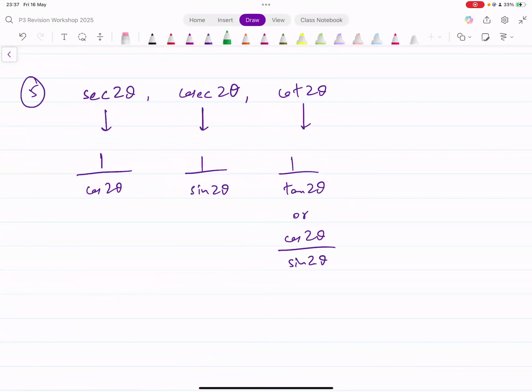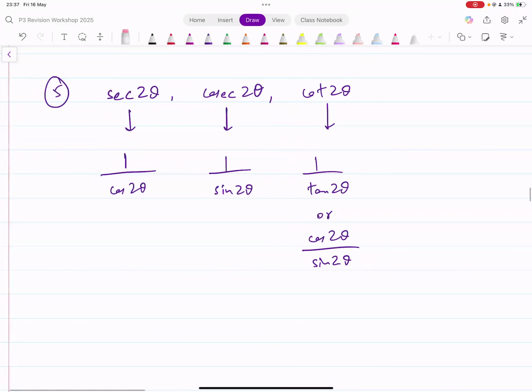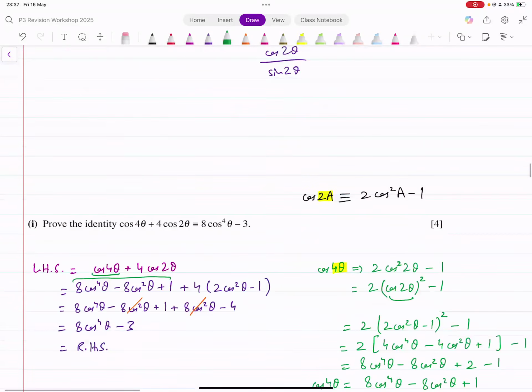If you have double angles in secant, cosecant, and cot, again, since there are no double angle identities that we have written for the reciprocal trigonometric functions, you will convert them to sine, cos, tan, their base functions. Secant 2 theta is 1 over cos 2 theta. Cosecant is 1 over sine 2 theta. Cot, you could write that as either 1 over tan 2 theta or cos 2 theta over sine 2 theta, and then simplify that further.